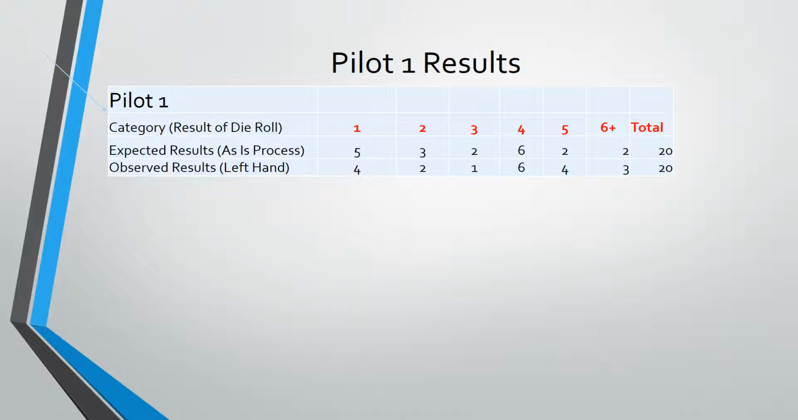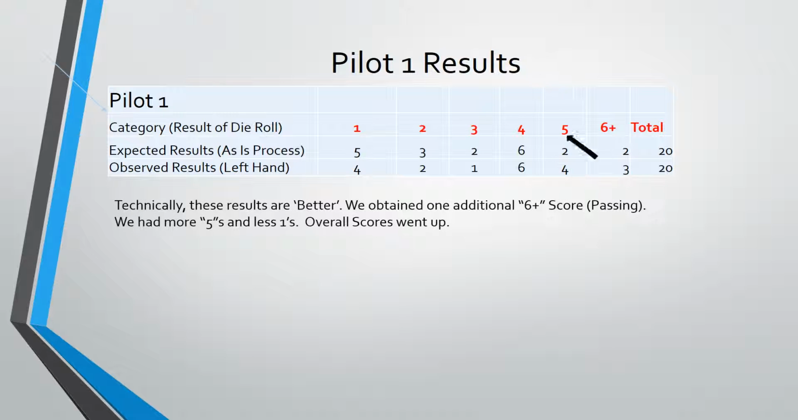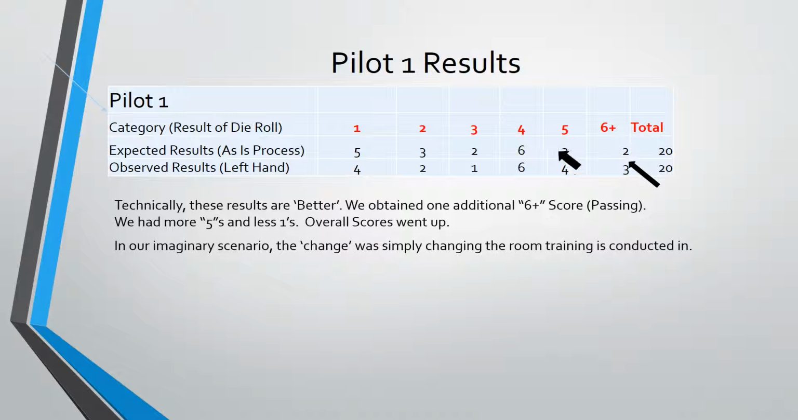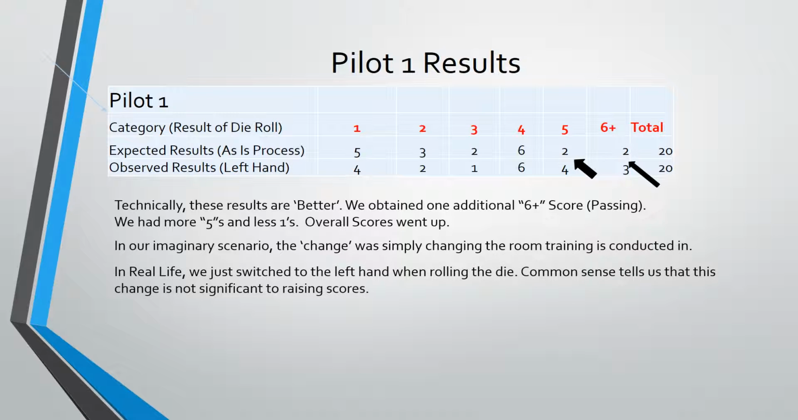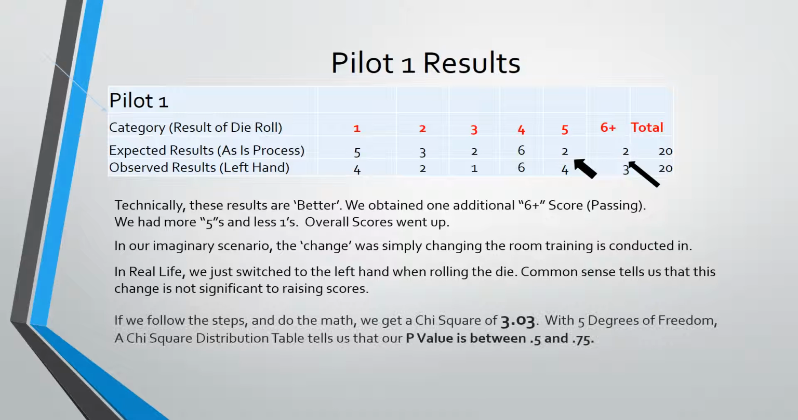So here we are with Pilot 1 results. Again, as I mentioned, they are better. We used the left hand instead of the right hand. We got 1 extra 6. We got a couple extra 5s. There was a decrease in the lower scores. But common sense tells us, you and I know, that just using our left hand instead of our right hand is not going to consistently give us higher scores. So let's do the math and see if the chi-square table can come to that same conclusion.